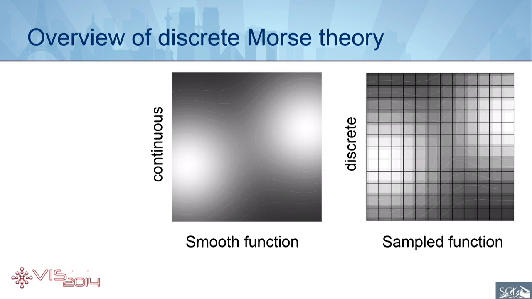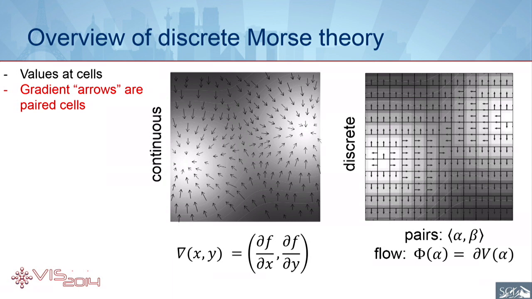Okay, so in discrete Morse theory, instead of a continuous domain, this deals with the fact that as computer scientists, we typically get samples at the vertices. Discrete Morse theory was introduced by Robin Forman and has been the basis for most efficient and successful algorithms for computing Morse Smale complexes. So in the discrete setting, we have values at the vertices of meshes. Rather than a nice smooth gradient field, we have discrete gradient arrows, which are just a pair of cells. And as David said, this gradient arrow also encodes the flow in the discrete setting.